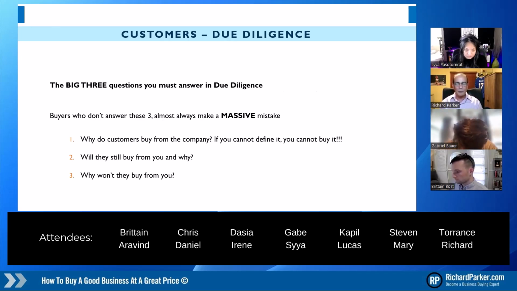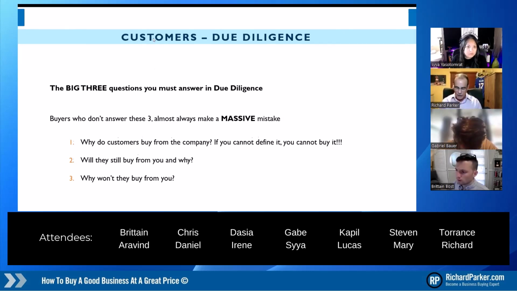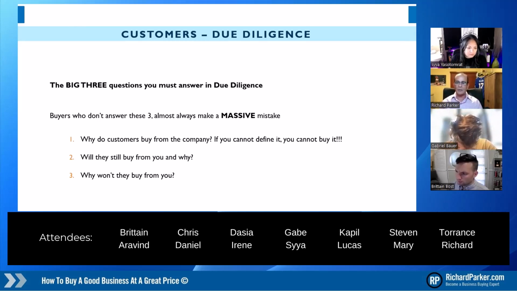Will they still buy from you, and why? And why won't they buy from you, and why? And I've seen it repeatedly on the sell side. Buyers don't spend enough time on customer due diligence. And you do that at your own peril. This is critical. We talked about that. If you want to go back and reference the section on due diligence as far as sales and marketing, we talk about this more extensively.